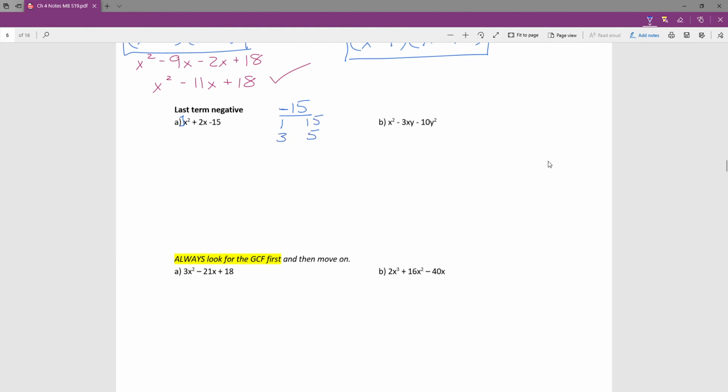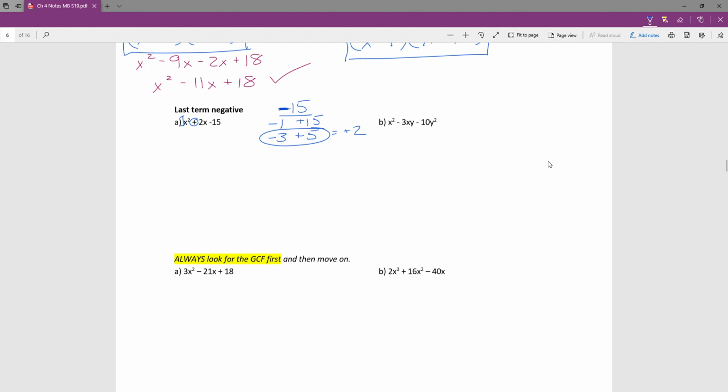And I know to get to a negative 15, one's going to have to be positive and one's going to have to be negative. To make a decision on that, I take a look at the sign on my B term. Because my B term is positive, that means the bigger terms get to be positive. And that helps me narrow down which combination of factors I use to decompose my middle term, because these two should give me my B term, which is a positive 2. So do keep track of your signs.